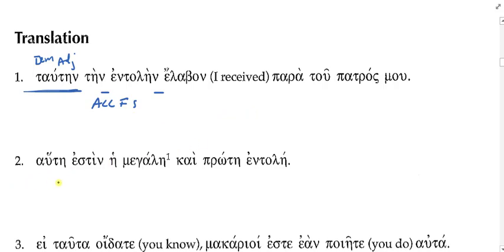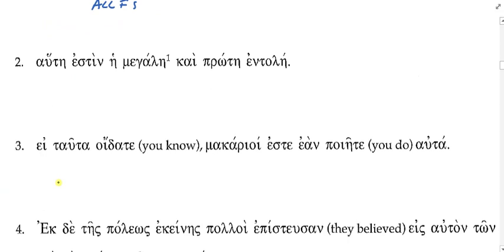Look at number 2. I have hē megalē kai prōtē entolē. There's that word again. What's that mean? Entolē? Commandment. All right, good. Take a look at hē megalē kai prōtē entolē. What case are all these forms besides the kai? They are nominative. Gender? Feminine. Number? Singular. Very good.